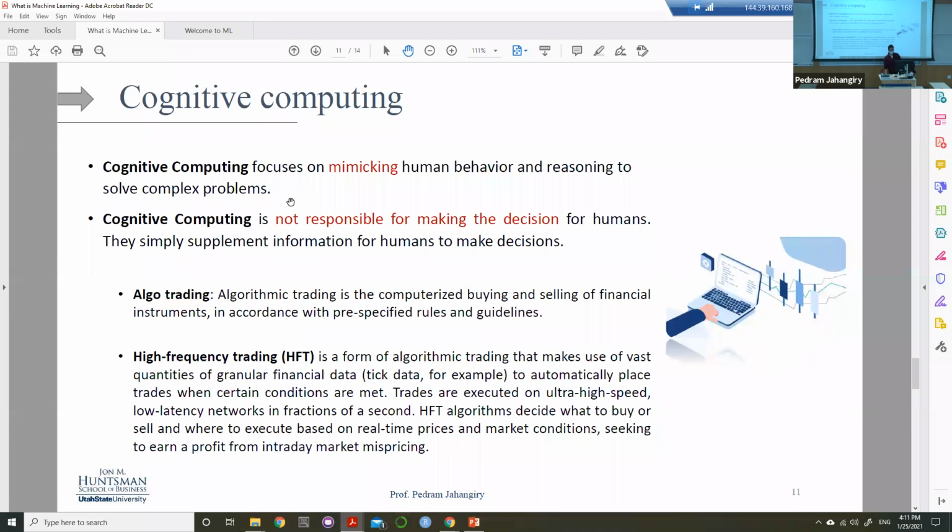And then the last one is cognitive computing. Again, this is a part of AI, and it only focuses on mimicking human behavior. It doesn't involve decision making, just mimicking. So what are the examples? Algo trading. Do not confuse it with machine learning. Algo trading is the computerized buying and selling of financial instruments, right, in accordance with pre-specified rules and guidelines. So basically it says that if these conditions are met, buy. If these conditions are met, sell. It's not making any decisions, right? So algo trading is not machine learning. In machine learning, we do make decisions. So this is part of what we call cognitive computing. And it's really hard to categorize it. Is it AI? Is it machine learning? But again, at least this is the classification that we have in the CFA textbook.